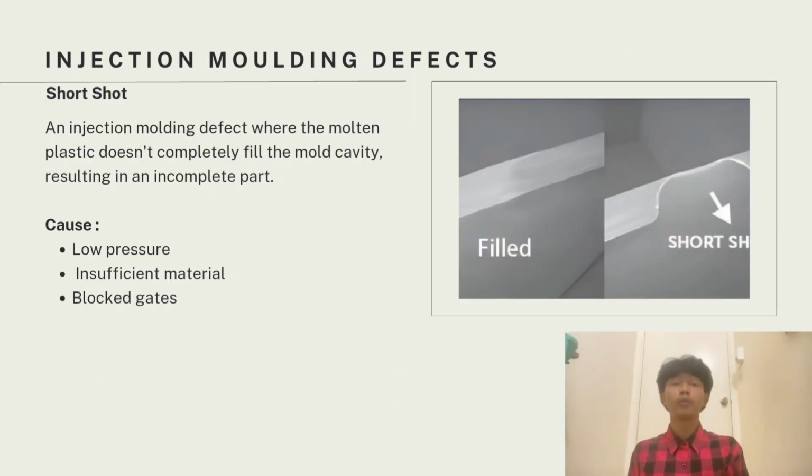So now we move to injection molding defects. Firstly, we have short shot. Short shot is an injection molding defect where the molten plastic doesn't completely fill the mold cavity, resulting in an incomplete part. It is caused by low pressure, insufficient material, and blocked gates.